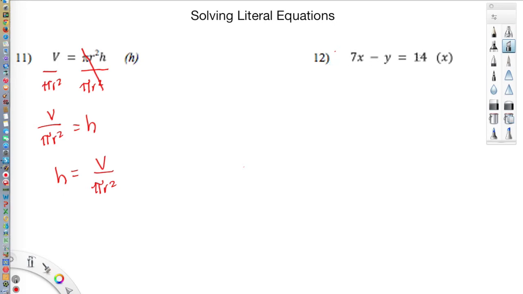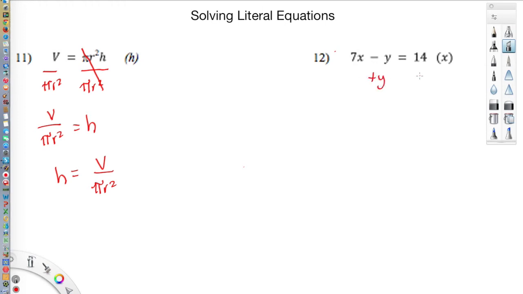Number 2, okay, there might be, I think, one more step involved here. I want to solve in terms of x, and I have 7x minus y is equal to 14. Well, what's happening? Is there anything being added or subtracted to our variable that we want to isolate? And yeah, we're subtracting y from it. We're going to take care of that first. And what's the inverse of subtracting y? Well, that would be adding y.